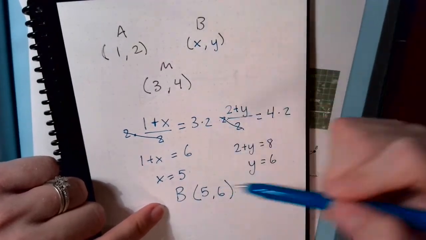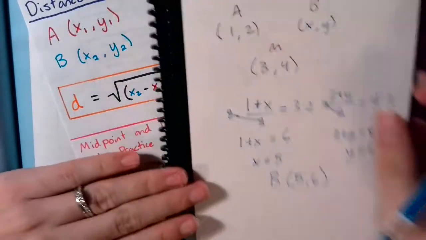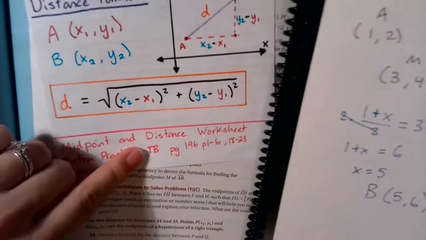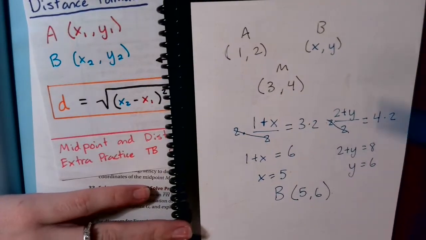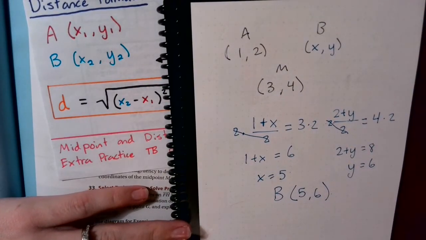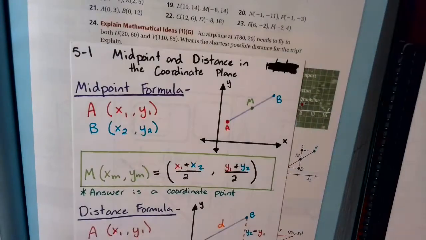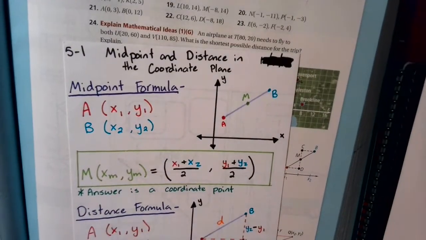I wanted to make sure we understood that as well, because that's on this worksheet. I don't really mind which option you guys do to complete this one, but I did want to show you an example if you were going to do the worksheet. So that is what 5-1 midpoint and distance in the coordinate plane is all about.